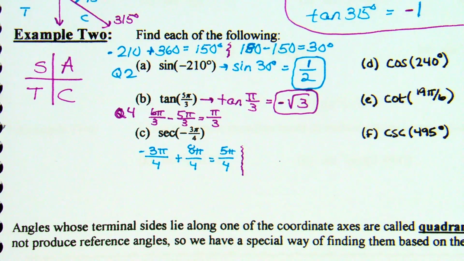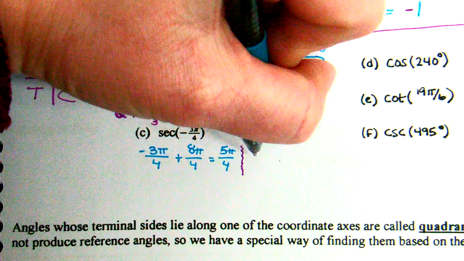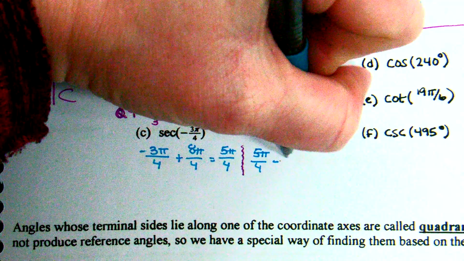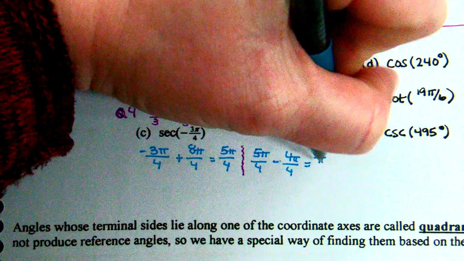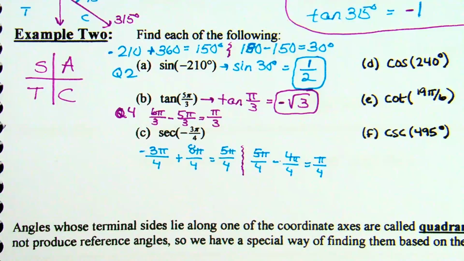Okay, but again, in case you have other denominators, I'm just trying to show the process here. It's closest to our 180 mark, so 4 pi over 4. You subtract these two, yes? 5 pi over 4 minus 4 pi over 4 is pi over 4. And we now have an angle that is between 0 and 90. In other words, it's between 0 and pi over 2.